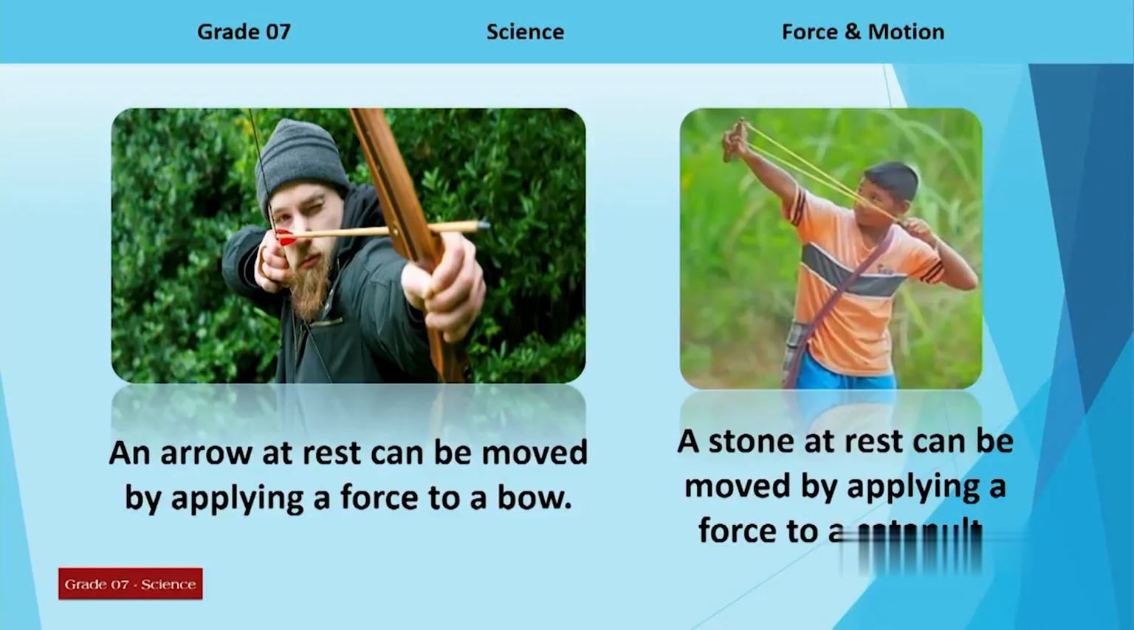In the second instance, there is a catapult. Have you got a catapult? Yes, you may have a catapult, but only to play, not to harm the animals. A stone at rest can be moved by applying a force to a catapult. By applying the force to the catapult, you can move a stone which is at rest.